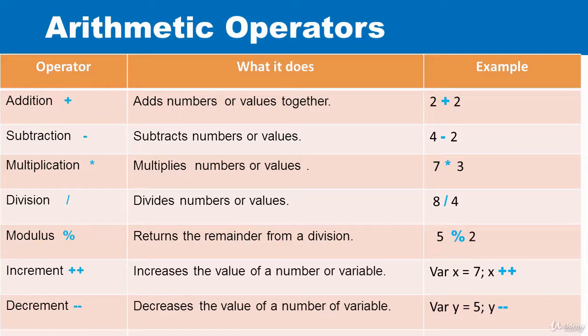Example, 7 times 3. In programming and in JavaScript, multiplication is represented by the asterisk symbol. Next, we've got the division, which is used to divide numbers or values. Example, we divide 4 by 8.